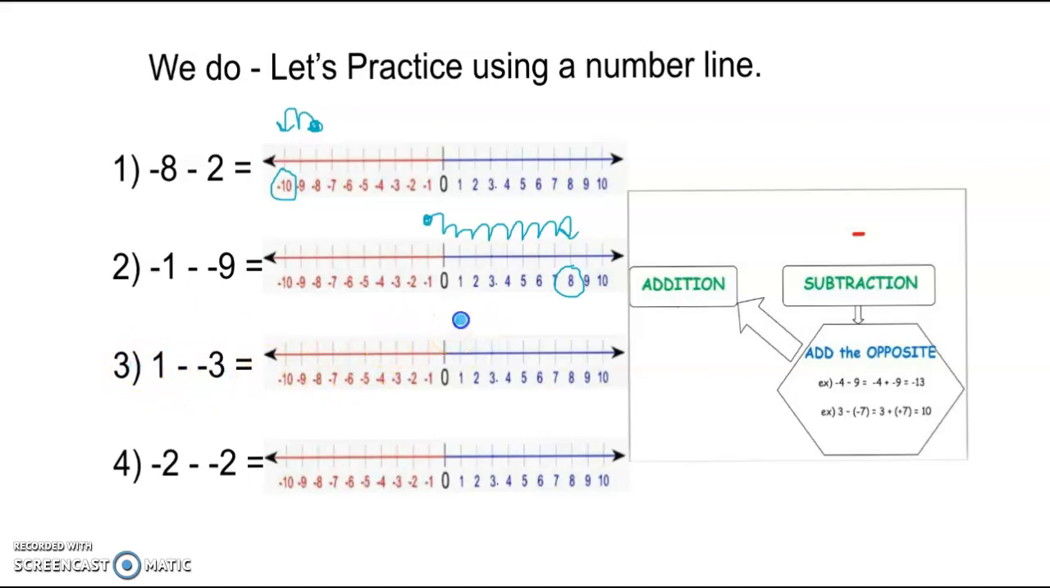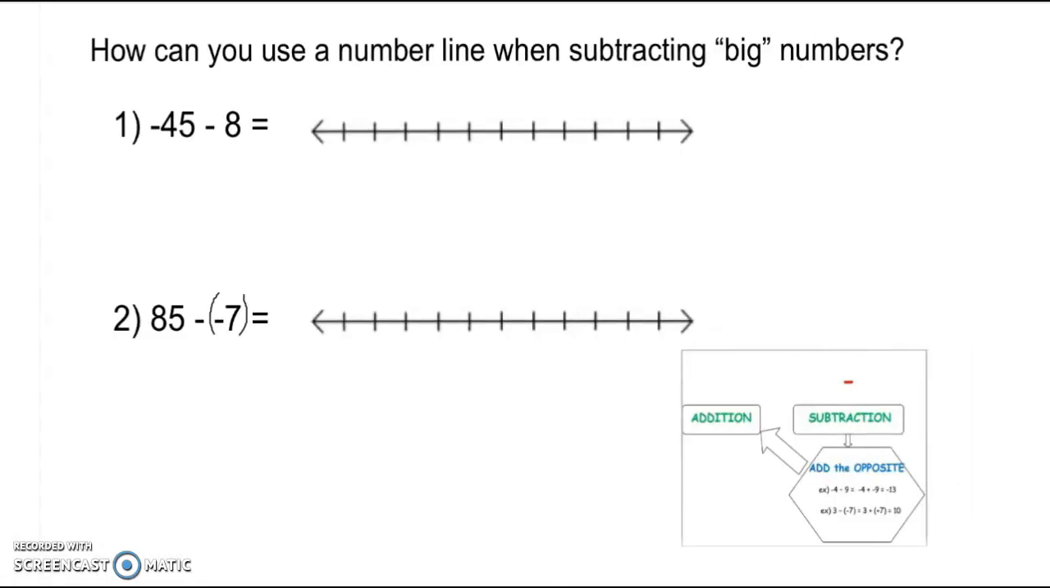All right, let's look at number 3. We start at positive 1, and we're taking away negative 3. Again, if we're subtracting a negative number, we move to the right. We are becoming more positive. 1, 2, and 3. So my answer for number 3 would be positive 4. All right, number 4, I start at negative 2. And I want to take away a negative number, which means I'm moving to the right 2 units. So my answer here would be 0. Okay?